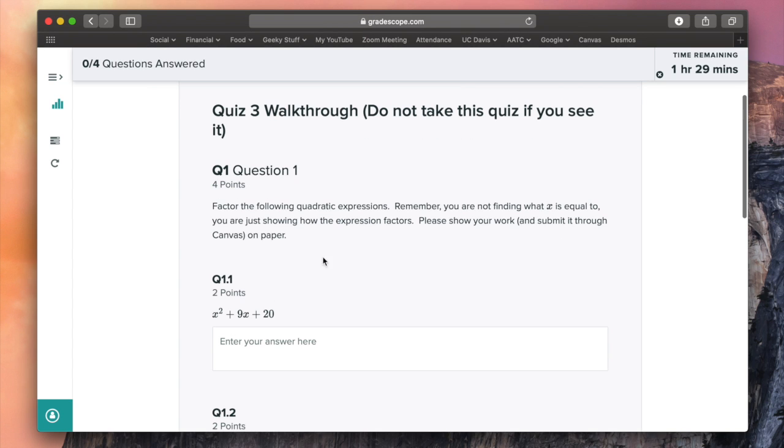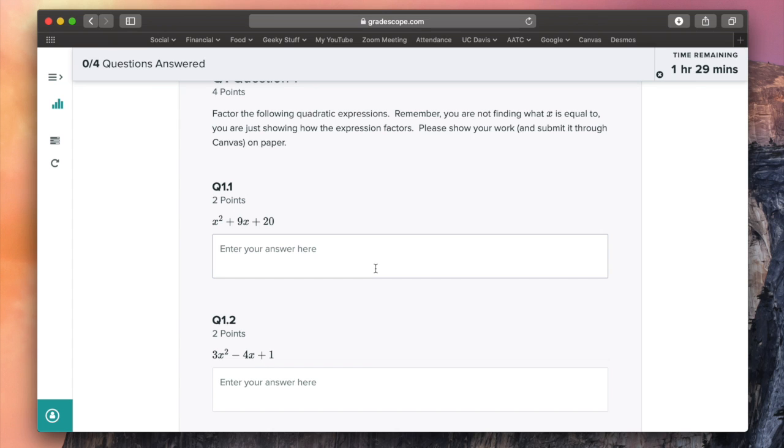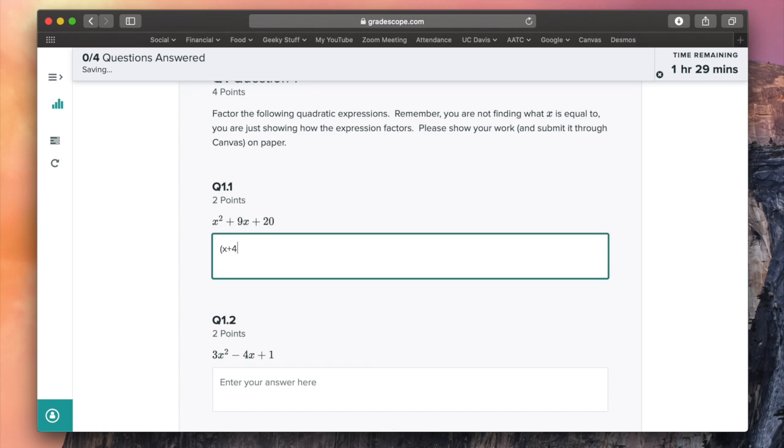And then question 1, factor the following quadratic expressions. Remember, you're not finding what x is equal to, you're just showing that the expression factors. So I'm factoring x squared plus 9x plus 20, and 4 times 5 equals 20, and 4 plus 5 equals 9. So on my other paper, I would write x plus 4 times x plus 5. And then I'm going to type out my answer as (x plus 4)(x plus 5).